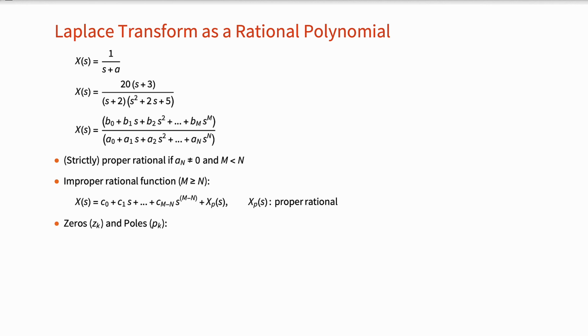Also, we call the roots of the numerator polynomial zeros and the roots of the denominator polynomial poles, and we can always express a proper rational Laplace transform explicitly in terms of the poles and zeros using a factored form as shown here. And the constant value k is called the scale factor.